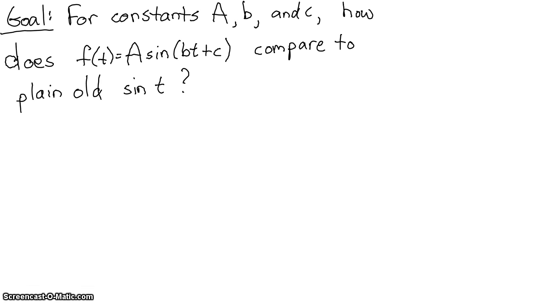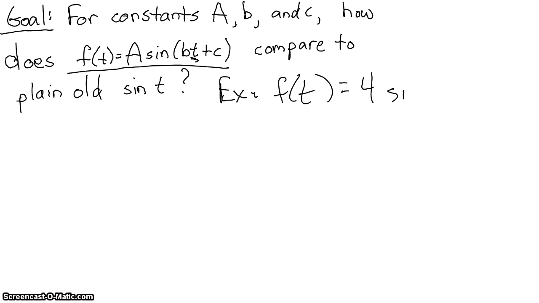Okay, so what we're going to look at is a function like this. Our goal is to look at this function, f of t equals a times sine of bt plus c, where all of this goes into the sine. Remember that t is the variable here, and a, b, and c are fixed constants. So you might have something like f of t equals 4 times the sine of 3t minus 1. So this would be a equals 4, b equals 3, c equals negative 1.